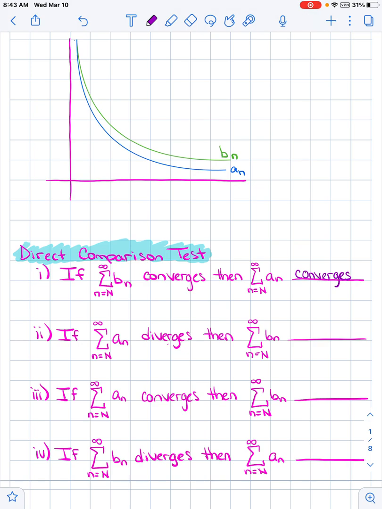Okay, let's look at the next one. If a sub n diverges, so if a sub n is not approaching the x-axis fast enough, then there's no way b sub n is approaching the x-axis fast enough either. So if a sub n diverges, then so does b sub n.